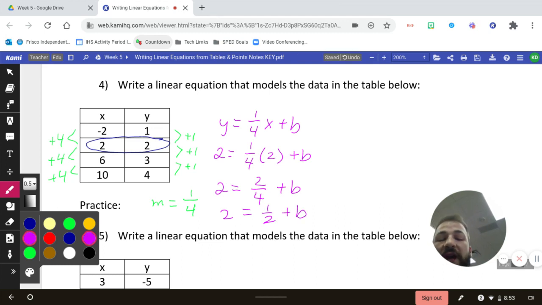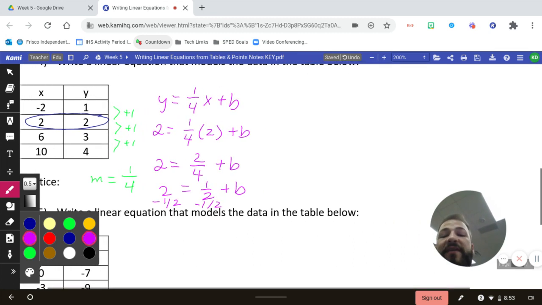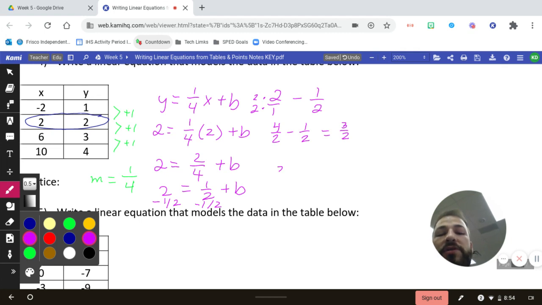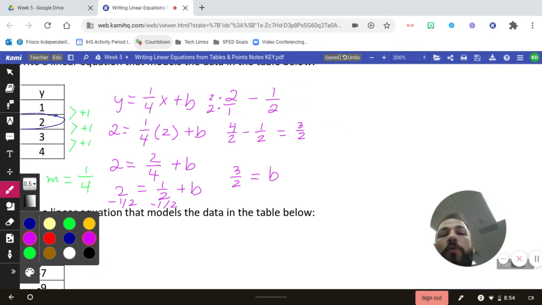Okay, and then I can subtract 1/2 from both sides, so minus 1/2, minus 1/2. 2 minus 1/2 would give us 3/2, just in case you need that work a little bit better. So 2 minus 1/2. This is the same as 2/1, which I can multiply by 2, multiply it by 2. This is the same as 4/2 minus 1/2, which would give us 3/2. So 3/2 is equal to b, which gives us our final equation: y is equal to 1/4 x plus 3/2.